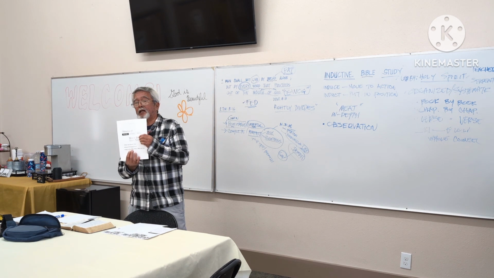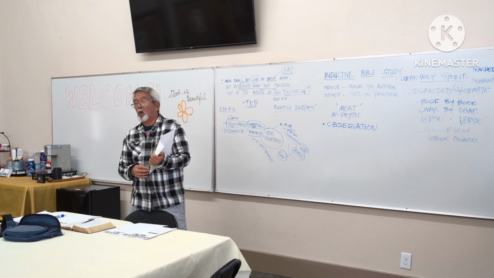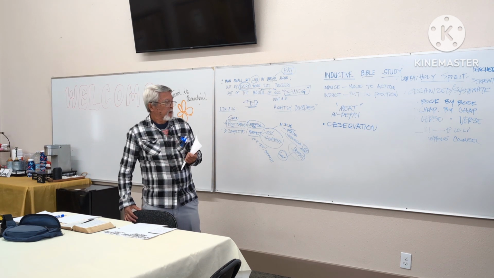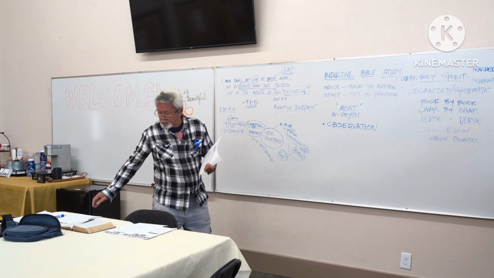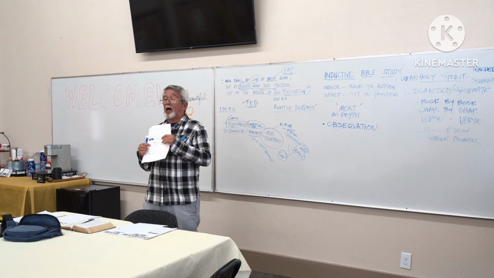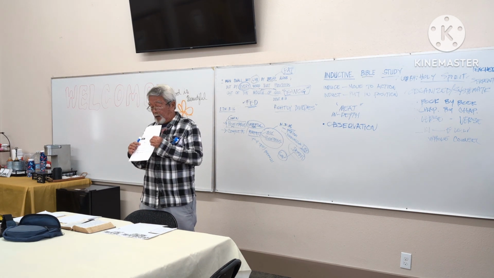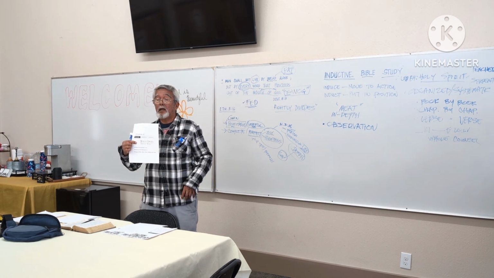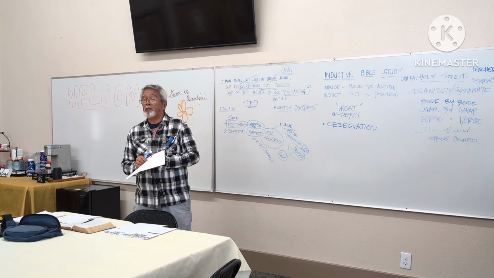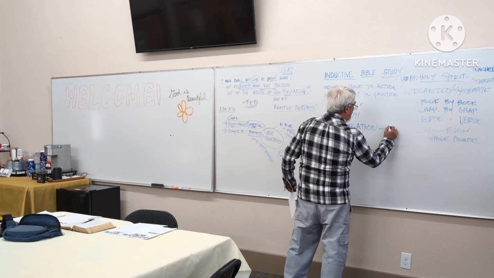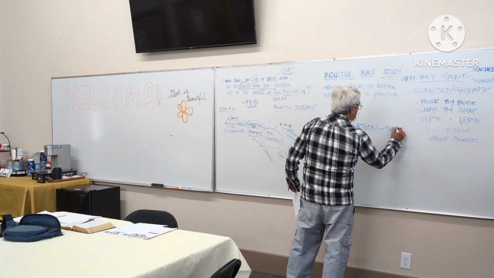Observation, it says record who, what, when, where, and how. So that is our observation part. In other words, when we observe, we are merely looking at what the text says. Okay. What does the text say?